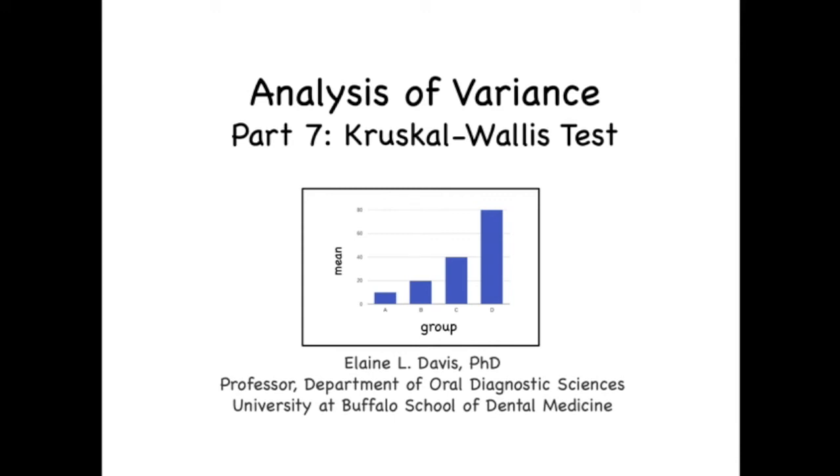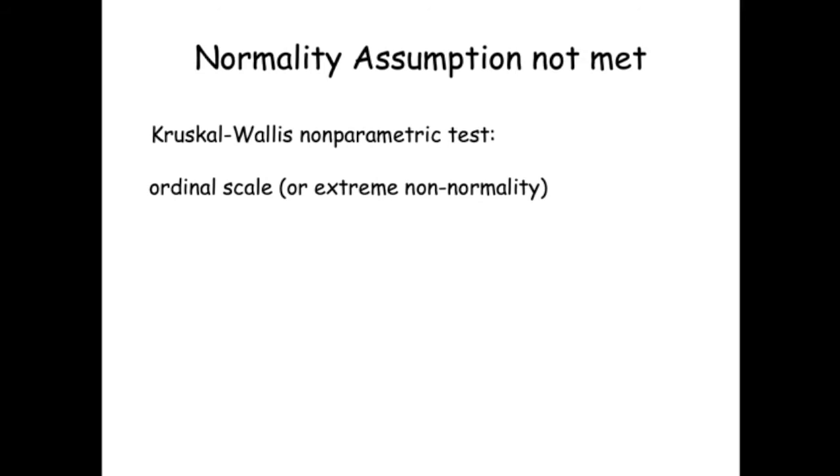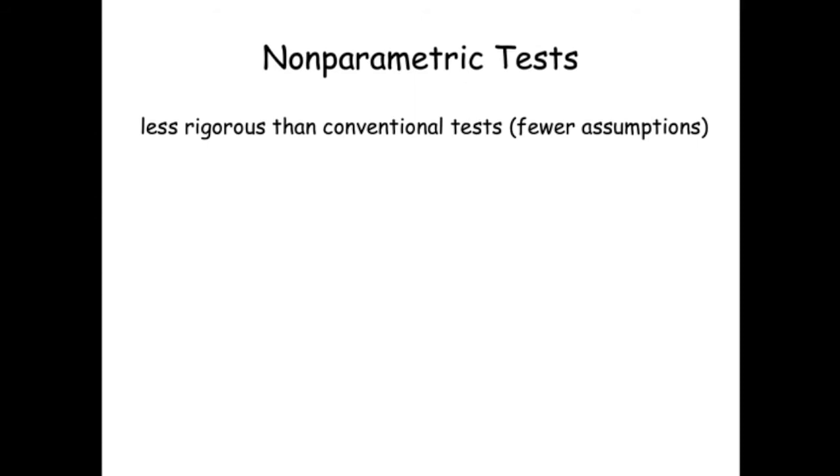This video focuses on the Kruskal Wallis nonparametric test. When the dependent variable is measured on an ordinal scale, or the data are extremely non-normal, the Kruskal Wallis test should be used instead of ANOVA. Nonparametric tests are less rigorous than conventional, that is, parametric tests.